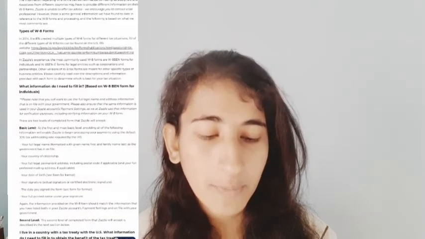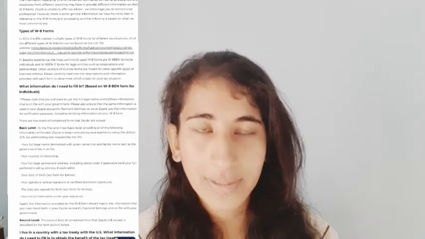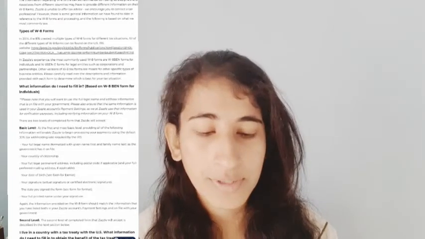So what information do I need to fill in? That's also important. There are two levels of completed form that Zazzle will accept: the basic level and the second level. The basic level is the first and most basic level; providing all the information will enable Zazzle to begin processing your payment. Using the basic level, they're going to take your full legal name, your first name and last name. Make sure you write it correctly. Don't miss out on that particular thing, otherwise you will not receive your payout.